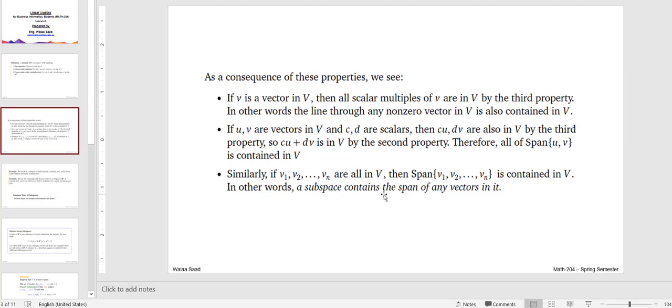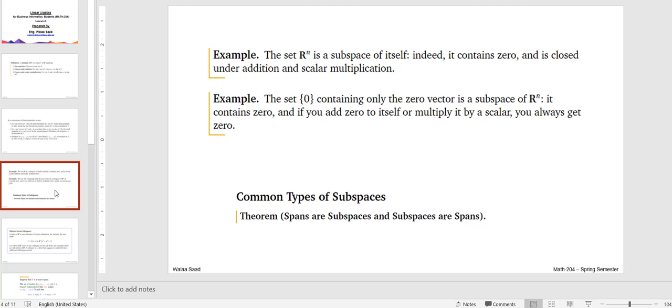So a subspace contains the span of any vector. The span of any vector. And therefore, all of the span of u and v will be contained in V. We don't have to take these consequences in detail. I'm just giving you what we need and what is important.